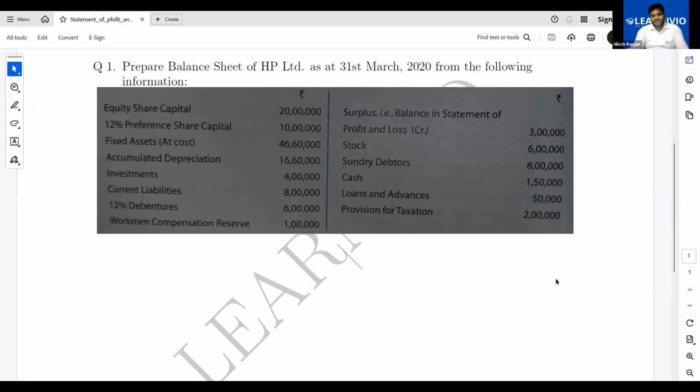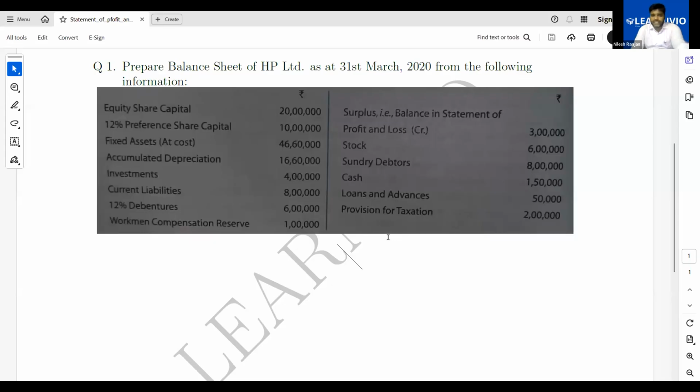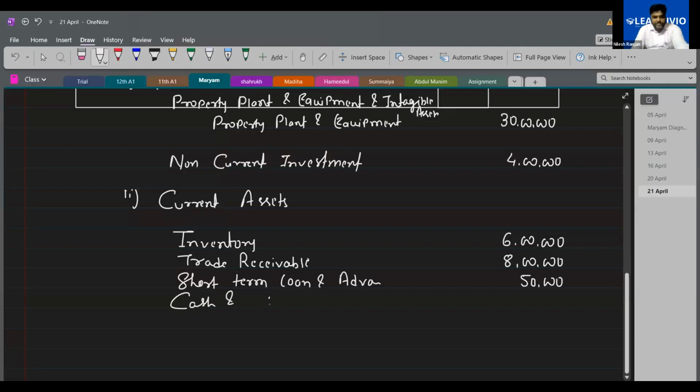So there are some assumptions you have to make, because without these assumptions, you cannot write these items. Provision for taxation, we have covered. After this, there is cash and cash equivalent.